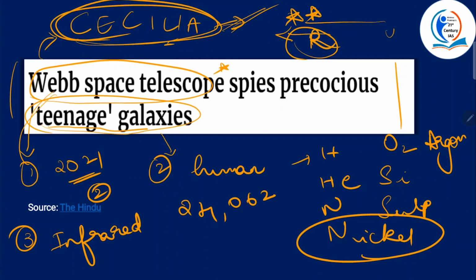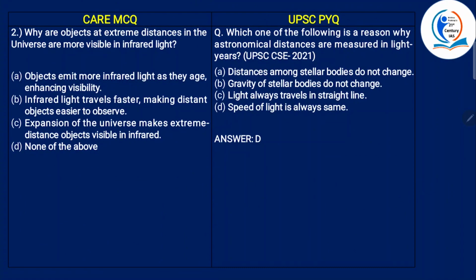Now we'll get into the MCQ. Why are objects at extreme distances in the universe more visible in infrared light? Objects emit more infrared light as they age, enhancing visibility. No, this is wrong. Infrared light travels faster, making distant objects easier to observe. No, this is wrong.